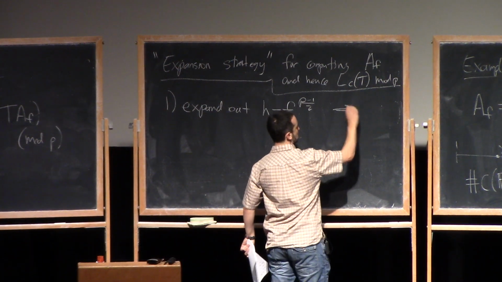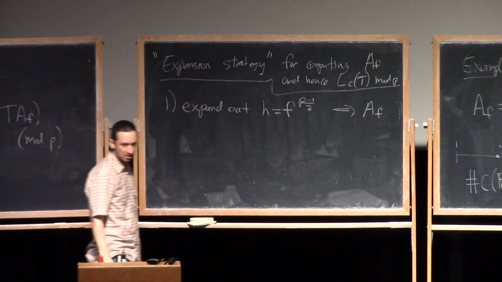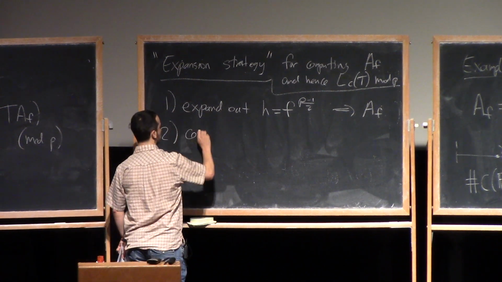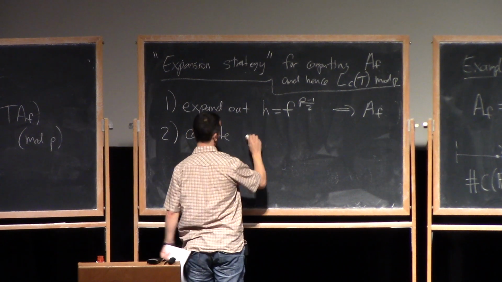And this gives us, of course, a sub f. We can just read off the coefficients. And step 2 is to compute this inverse characteristic polynomial.